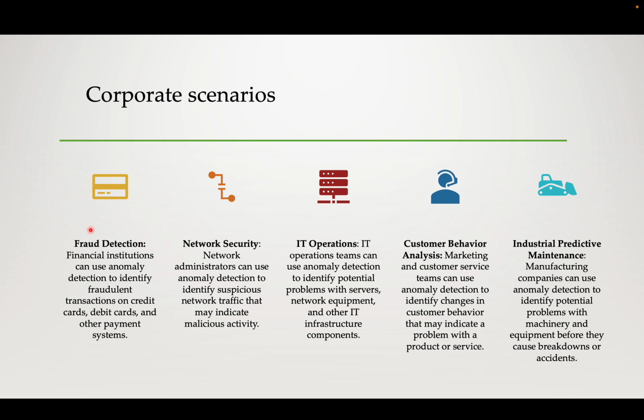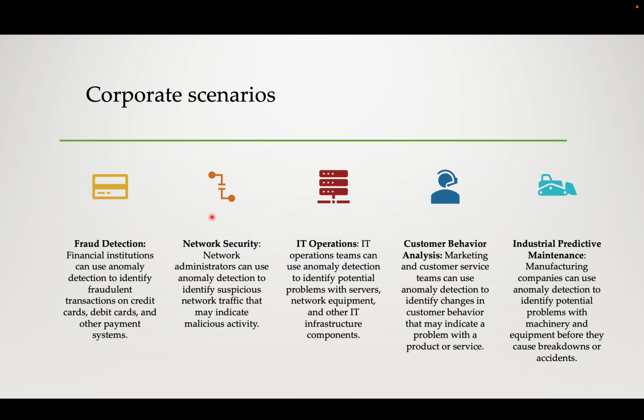Let's look at the first one, where we see anomaly-based detection used in a corporate setting. There are different scenarios. The first one is fraud detection. A financial institution can use anomaly detection to identify fraudulent transactions on credit cards or debit cards. For example, if a customer typically spends a few hundred dollars per month on groceries, and all of a sudden there is a $10,000 purchase at a high-end electronics store, the transaction will be flagged as an anomaly. This could indicate that the card has been stolen or compromised.